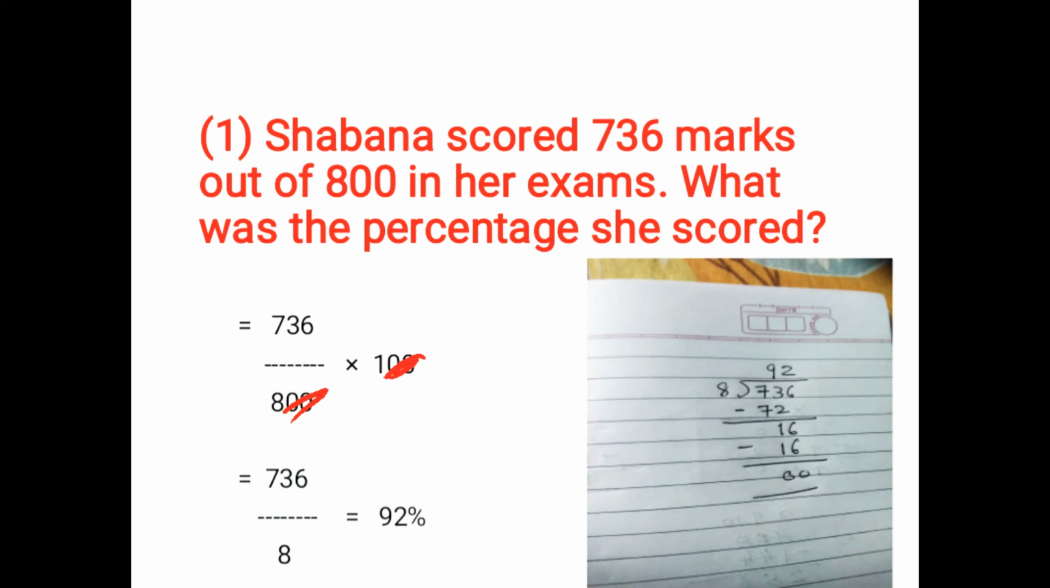Okay, 8 nines are 72, 73 minus 72 is 1. Okay, then you have to bring the 6 down. 8 twos are 16. So the quotient is 92%. Okay.